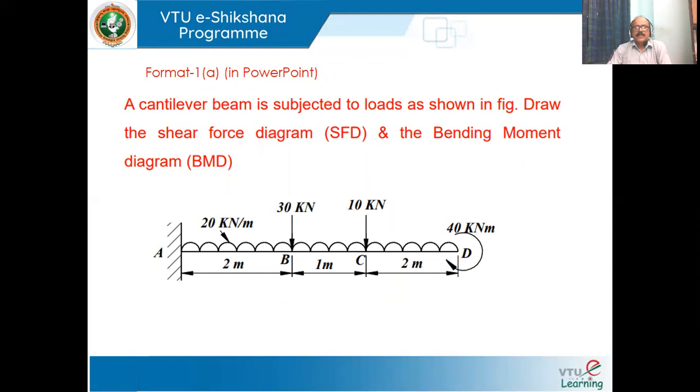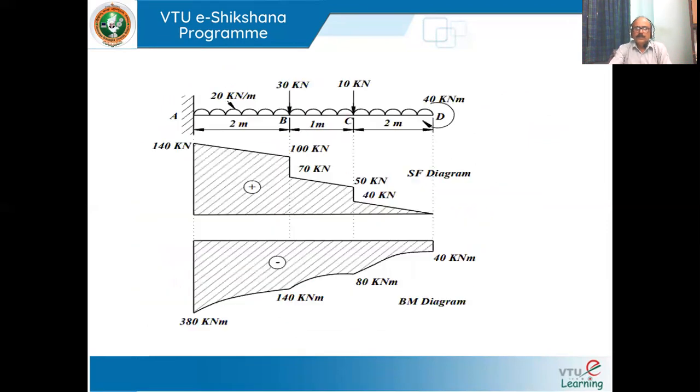So this is another problem. Here also we have a combination of point loads, uniformly distributed load, and couple. As I've already told you clearly, there is no need of finding out any support reactions here. Directly we can draw the shear force diagram for the given beam with the different types of loads. We don't have to find out any support reactions to draw the shear force diagram.